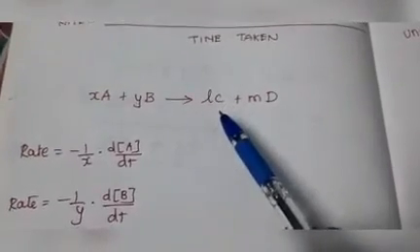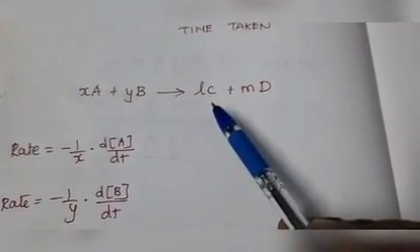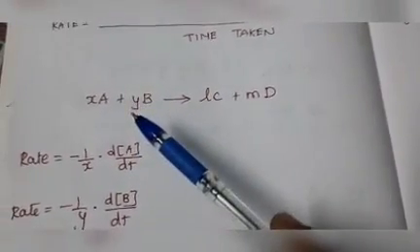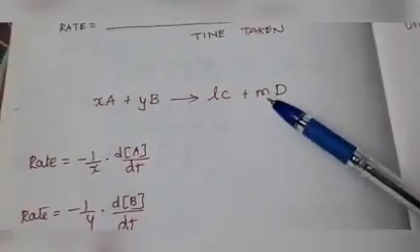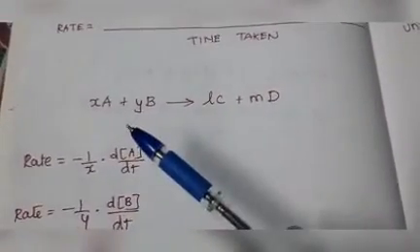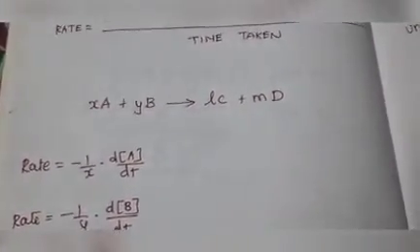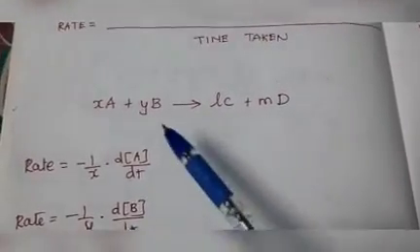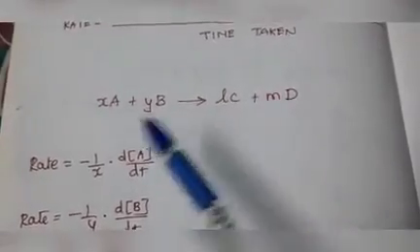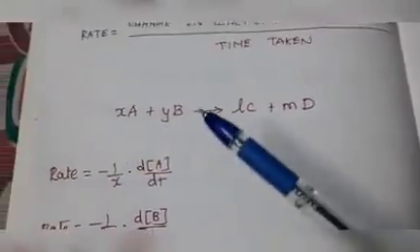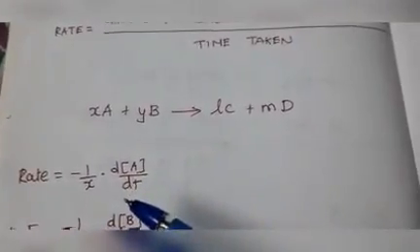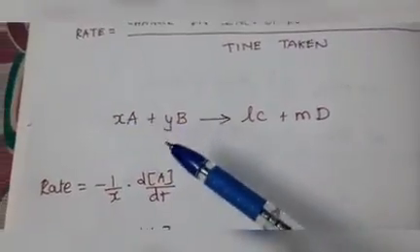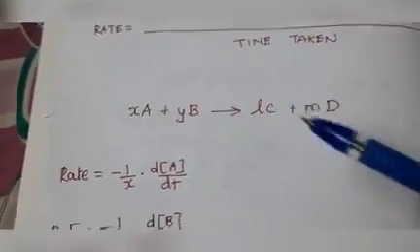So this is one common equation: xA plus yB gives lC plus mD. A and B are called reactants and C and D are called products. A and B react and convert to C and D. The remaining x, y, l, m are called stoichiometric coefficients. That is simply a number: the number of A, number of B, number of C and number of D.